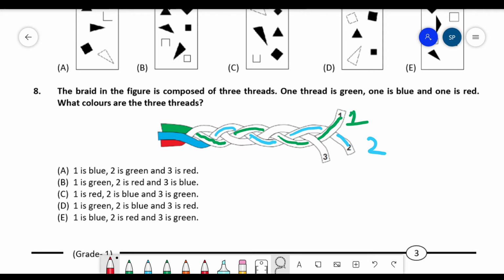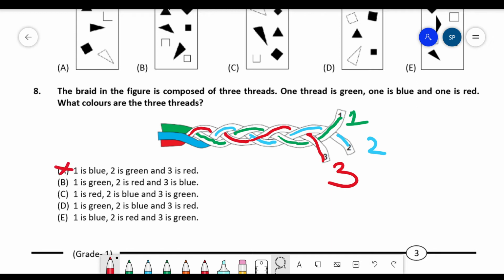And we have 3, which is going to have to be red. But just to check, let's see. This goes on like that, and this goes on like that, and that goes 2, 3. So if we look at it, 1 is blue, which is wrong first because 1 is green. So A is actually wrong.